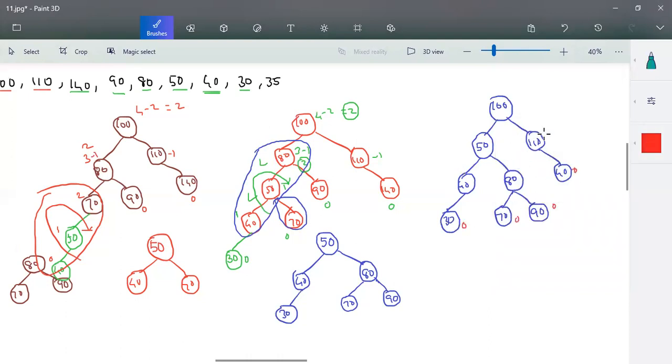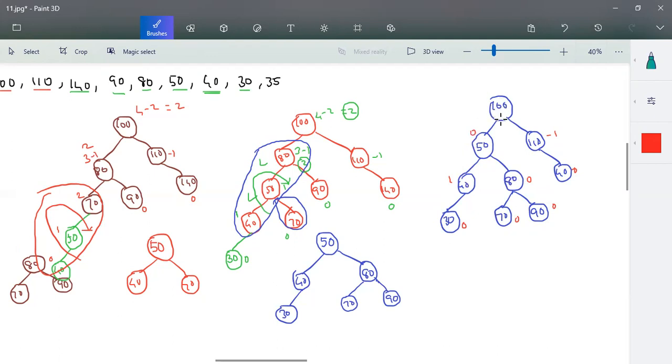And for 110, no left side child, height of left subtree is 1. And for 80, height of left subtree and height of right subtree both are 1, so it is 1 minus 1 is 0. And for 40, height of left subtree is 1, no right subtree, so it is 1. And for 50, height of left subtree is 2, height of right subtree is 2, 2 minus 2 is 0.